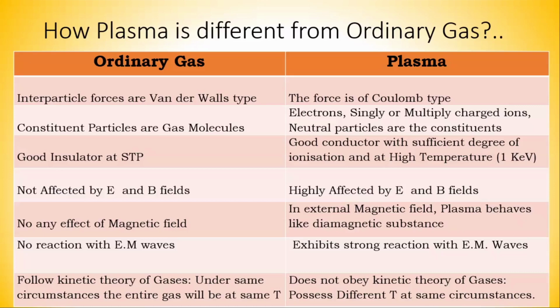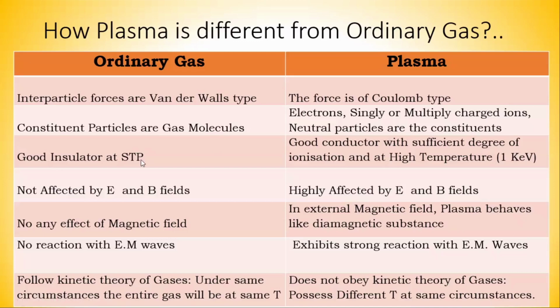You can see, in the case of the ordinary gas, the van der Waals force acts between the particles. Interparticle forces are van der Waals type of force for the ordinary gas. For the plasma, there is a Coulombian force. As I told you, as we have the charged particles inside the gas, obviously there will be a Coulombian force acting between the particles. The constituent particles are gas molecules for the ordinary gas, whereas for the plasma gas, the particles can be electrons, neutral particles, ions, etc.